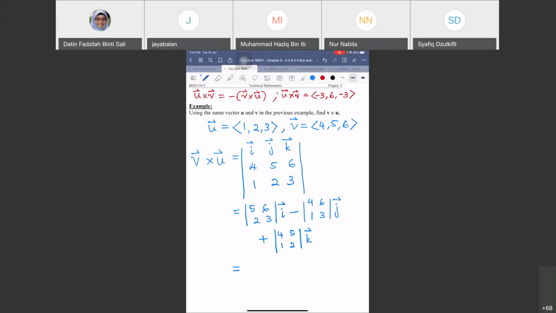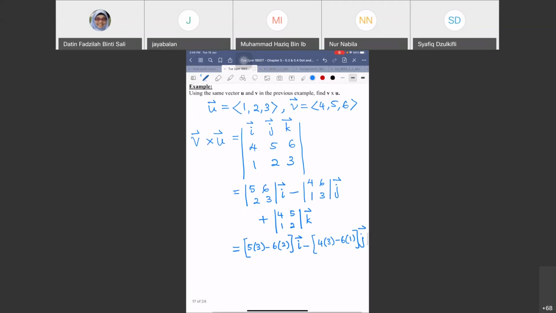Now start computing your 2 by 2 determinants. 5 times 3 minus 6 times 2 is for the I, followed by minus. Then you have 4 times 3 minus 6 times 1 for vector J, followed by plus, and then 4 times 2 minus 5 times 1 for K.